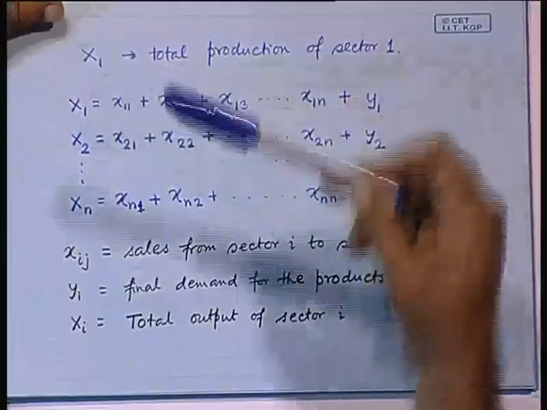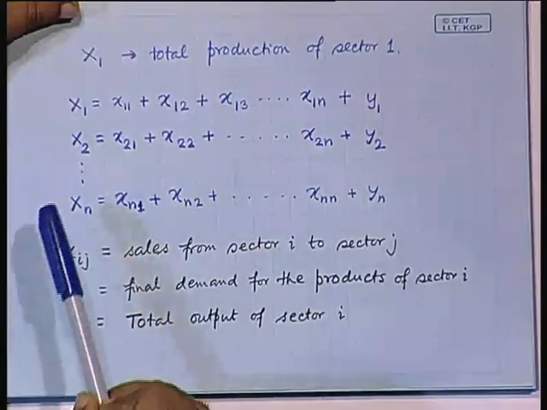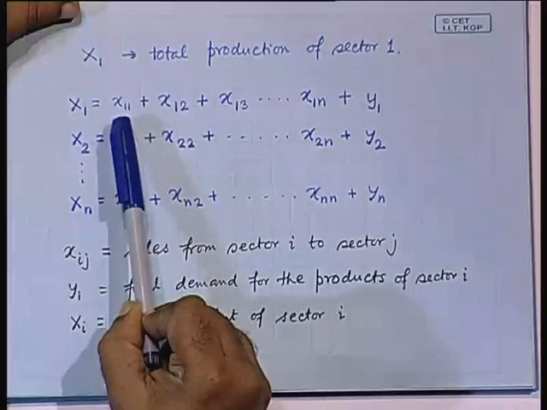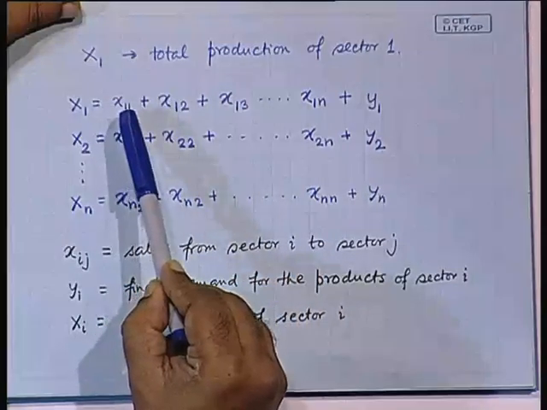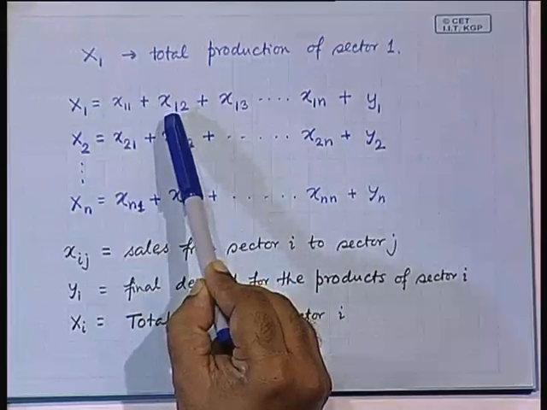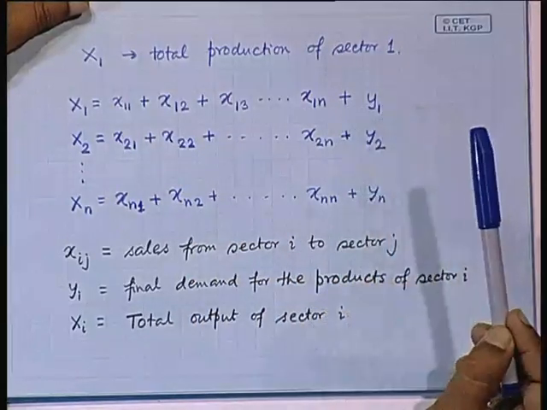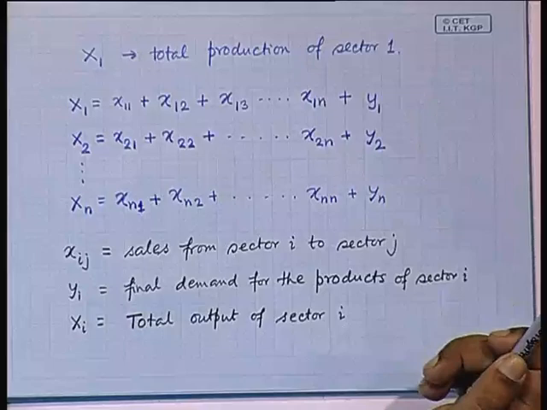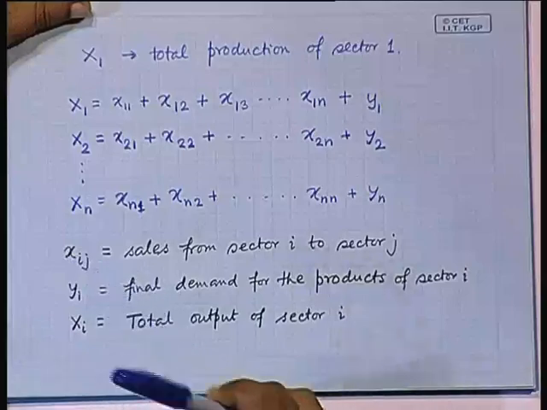X1 here is the total production of sector 1, X2 is the total production of sector 2, and so on and so forth, and that would be composed of the intersectoral transactions, which are the small x. x11 is the production of sector 1 that is consumed within sector 1, x12 is the transfer from sector 1 to sector 2, and so on and so forth. And finally, we have the y's, the y representing the final demand, the ones that are finally consumed by the user.